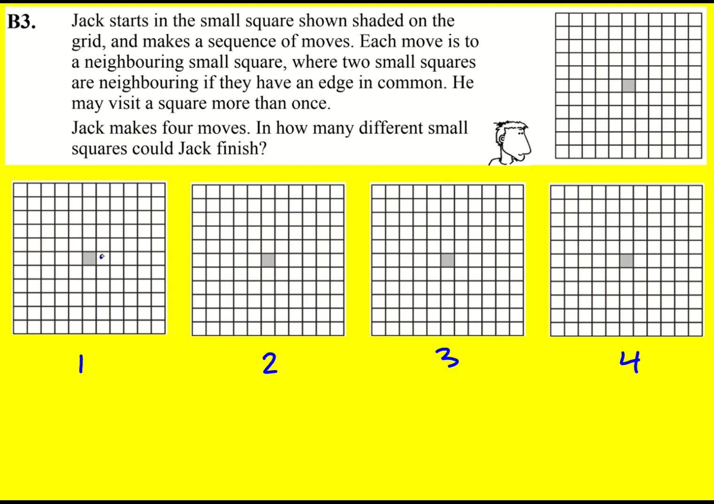So after one move, there's only four different locations we could end up in, these four here. After two moves, we could go an extra one out in all of the directions, or we could actually go one to the left or right at the top. I suppose we could consider each one in turn, or we could even go down to the middle.